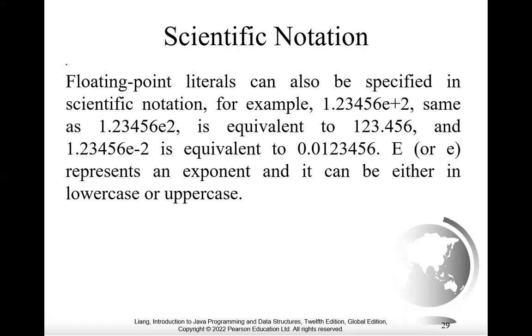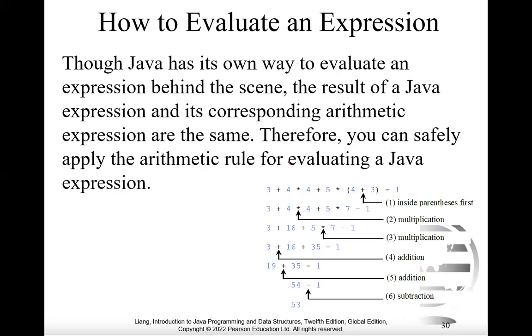Also, we have scientific notation. Scientific notation helps us to save space. So if we want to write a value that is really large, you can simply write it as 1.23456e2, you know this, e raised to power 2. Or you can actually shift the decimal point around. So it's important to understand this for scientific operations.